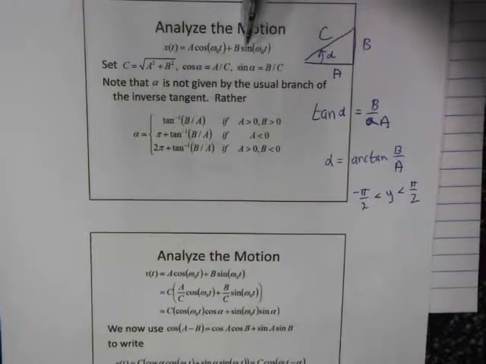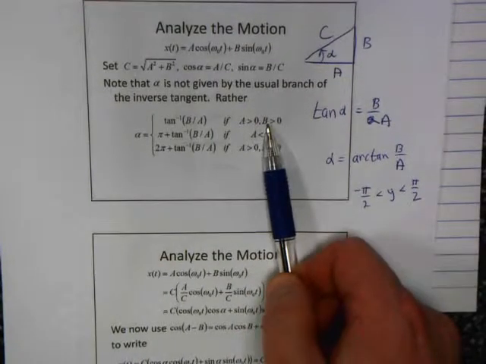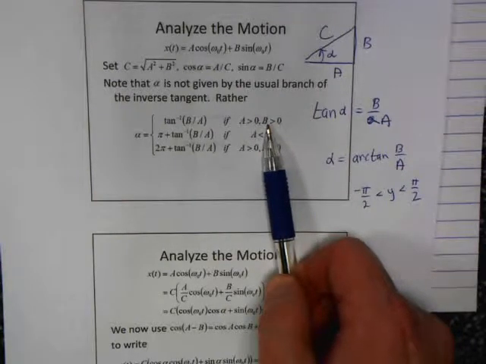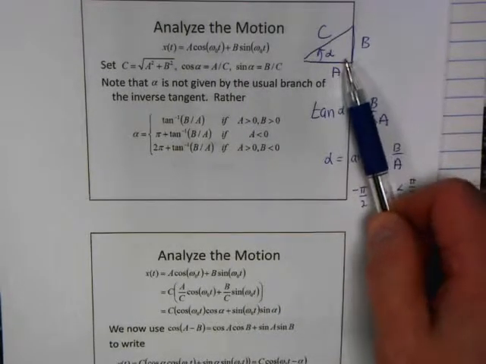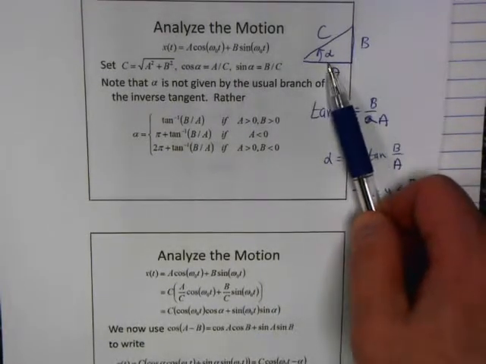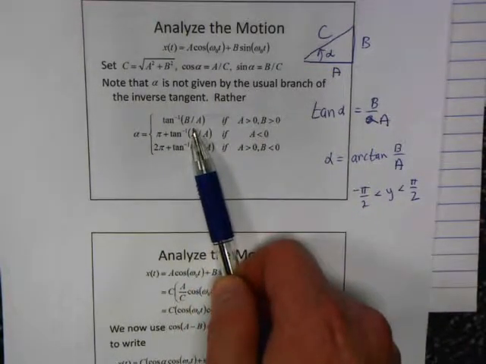And so we have to be a little bit more careful here. If A and B are both positive, we don't have any issues. Because if A and B are both positive, then my triangle looks exactly like I just drew it. Alpha is in the first quadrant, and so I can just do the arc tangent. Nothing to worry about, because arc tangent will give me answers in the first quadrant.